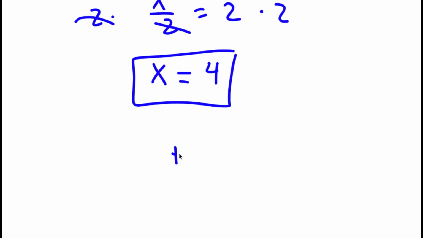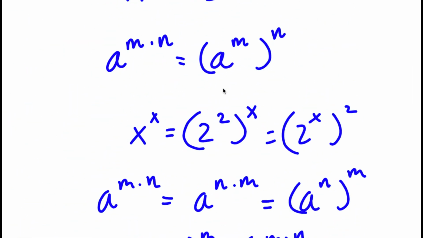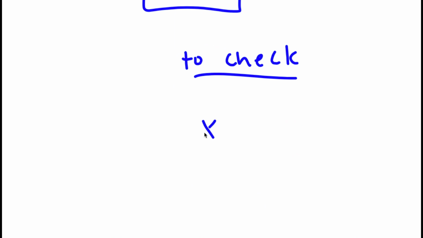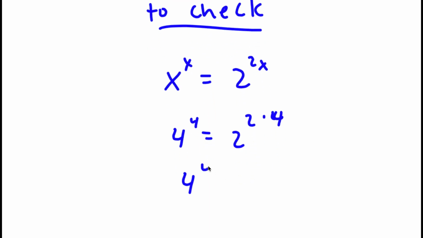Now to check, my original equation was x to the power of x is equal to 2 to the power of 2x. So I know that x equals 4, so now I have 4 to the power of 4 is equal to 2 to the power of 2 times 4. Now I have 4 to the power of 4 is equal to 2 to the power of 8.